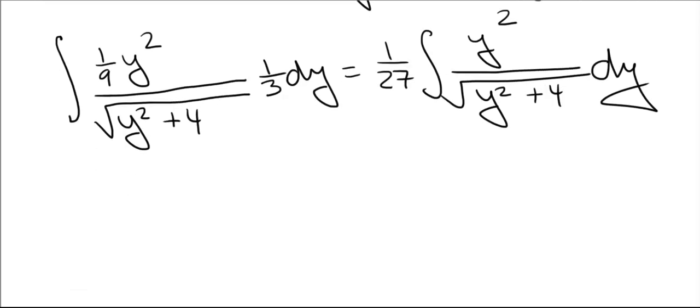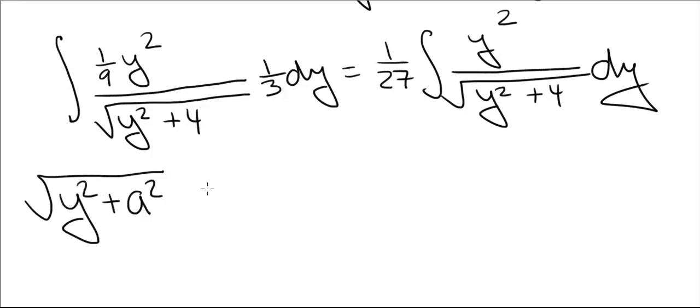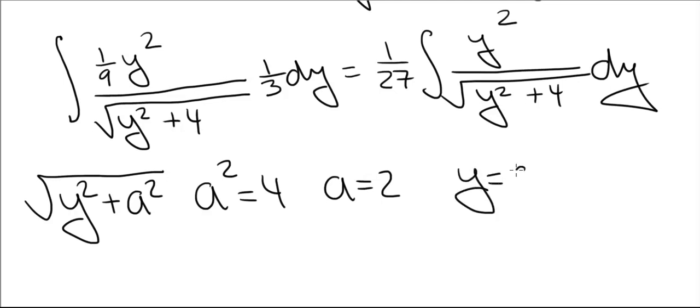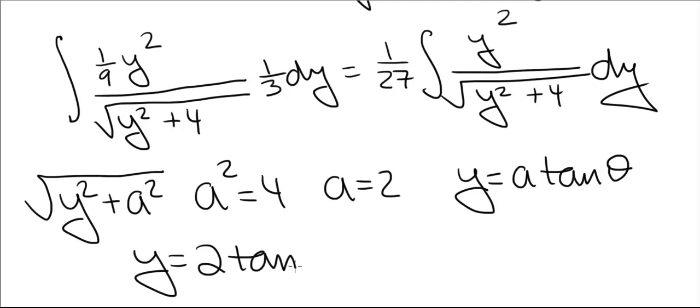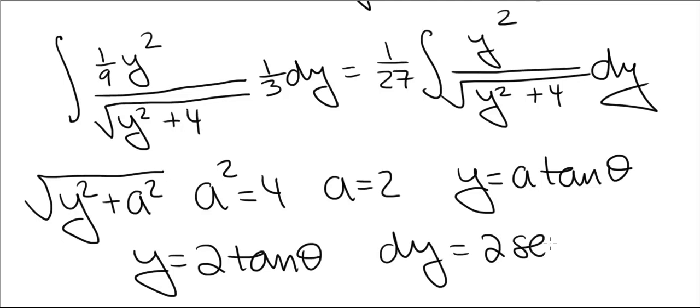Trigonometric substitution depends on the kind of radical. Our radical looks like a radical of y squared plus a squared. We match a squared to 4. Therefore, a is 2. Whenever we have such a radical, the substitution is y equals a times tangent theta. So in this case, our y will be 2 times tangent theta. Then dy is 2 times secant squared theta d theta.